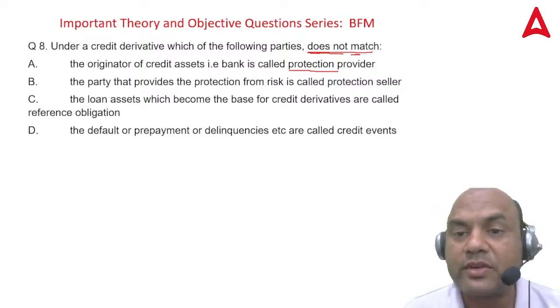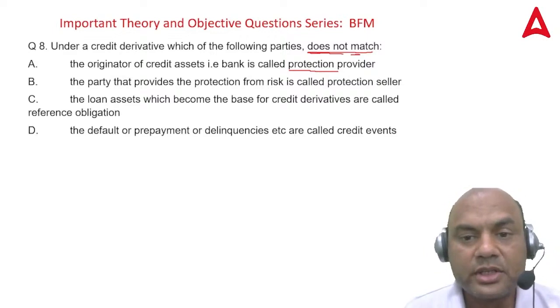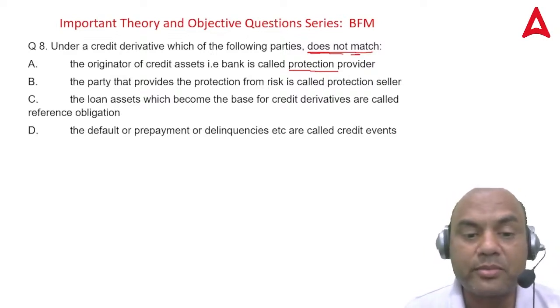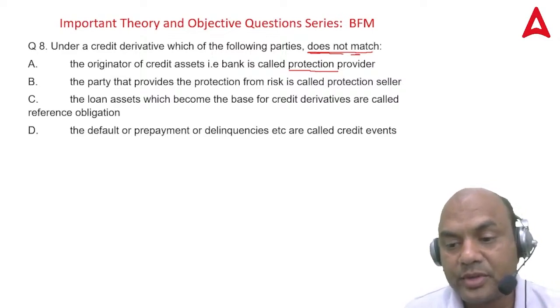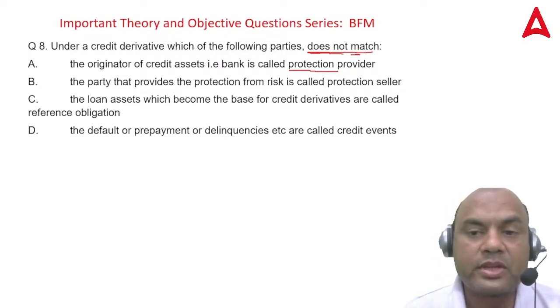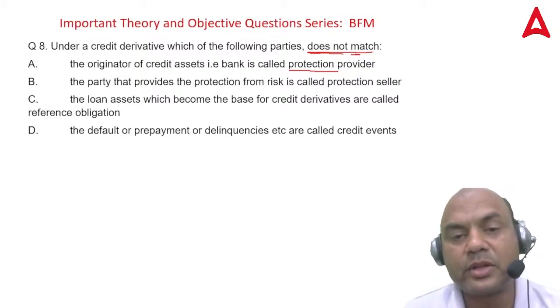We want the wrong answer. Which of them is false? We want the false answer. Which of them can be false over here? Think. What do you think? I'll explain to you one by one.